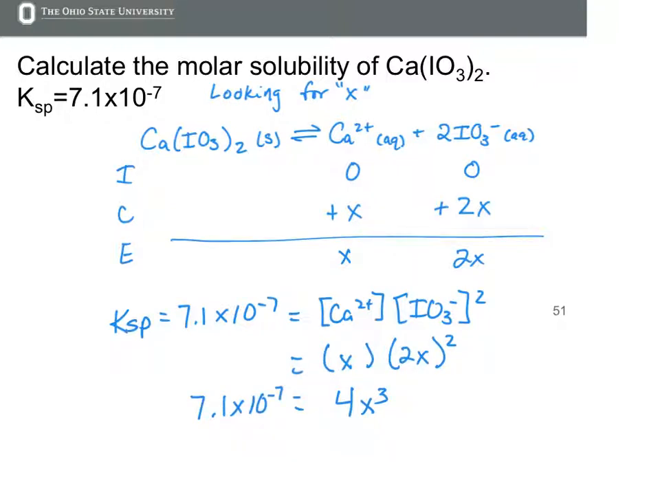You're always going to get 4x cubed if you have one ion of one thing and two ions of the other at equilibrium. Does that make sense?